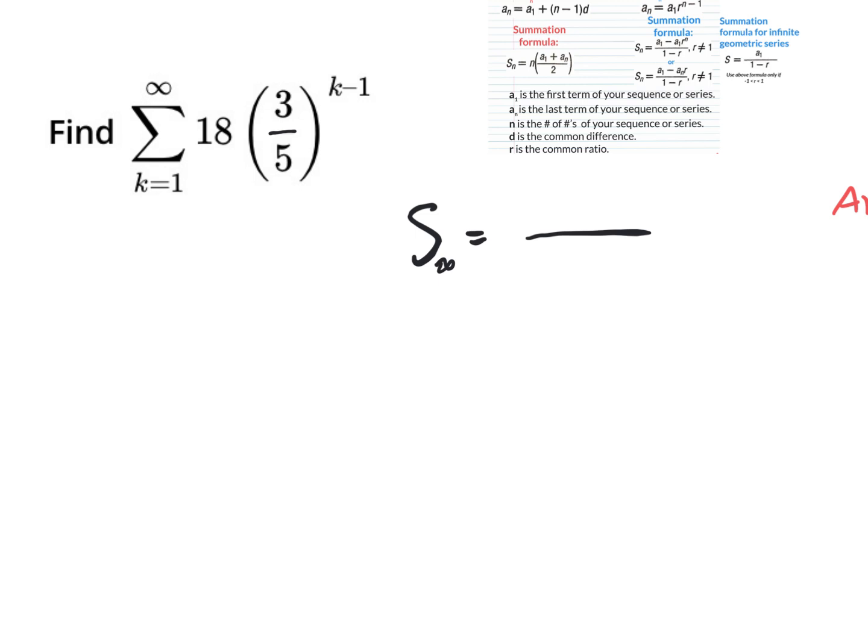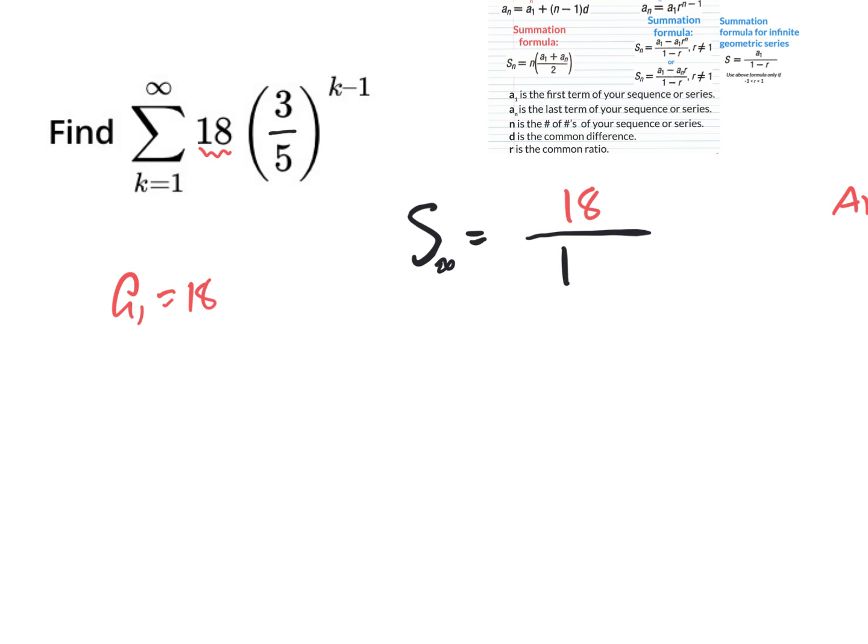So what is a sub 1? A sub 1 is 18. It's this guy right here. And that's only when you have a 1 down here. If you had a 3, you'd actually have to plug in a 3, work out the math, then you would have your a sub 1 term. But if you have a 1, yes, that's your a sub 1 term, or you could plug it in and it'll give you that answer anyway. So a sub 1 is 18.